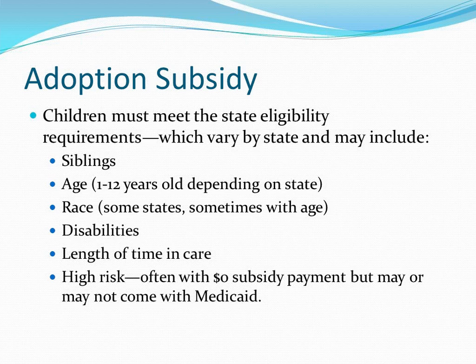Besides siblings, children of a certain age are going to be eligible. It's as low as 1 in Illinois. So any child over the age of 1 in the state of Illinois is considered special needs. More common is ages 5, 6, 7, 8, but it can be as high as 12 in the state of Kansas. So a healthy 11-year-old without siblings would not be considered special needs in Kansas and would not be eligible.